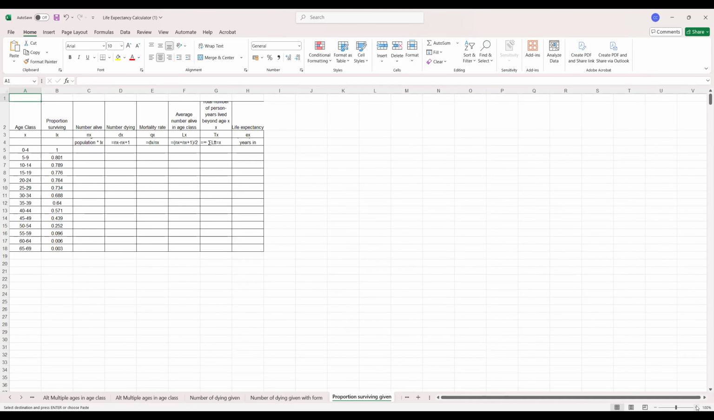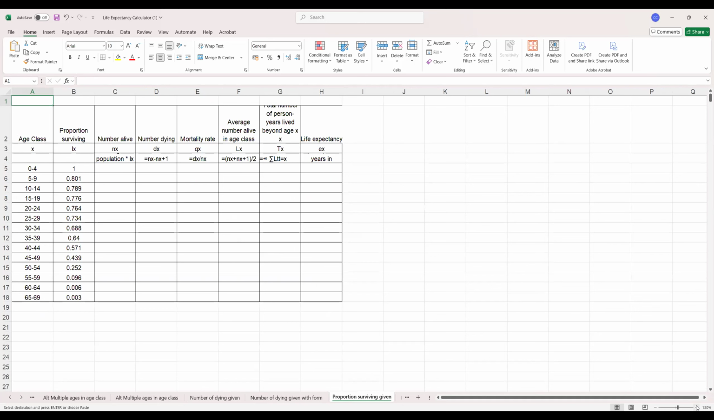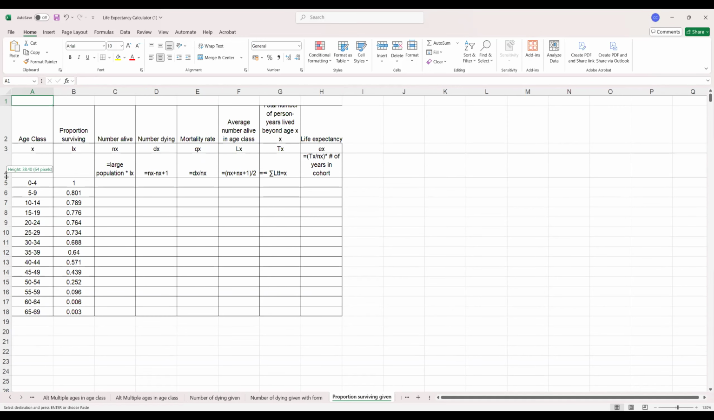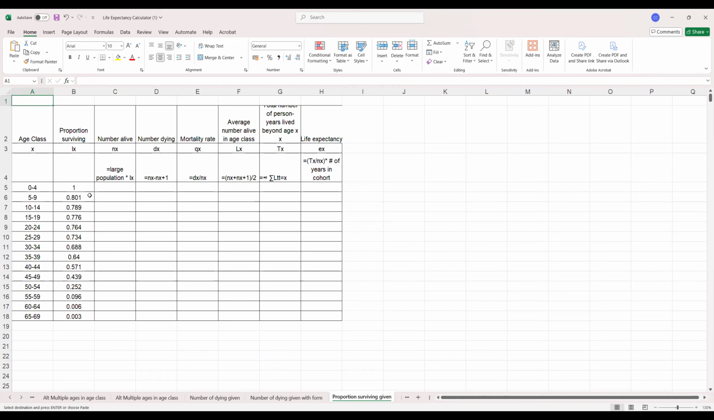What if what's given is proportion surviving, or small l sub x? What do you do? Here, you assume a large population size. Again, anywhere from 1,000 to 100,000. So let's assume this time maybe 100,000. Actually, it could also be 1 million. Up to you, depending on how many zeros you want to type in the calculator. In my case, I don't really like seeing decimal places in number of alive and number of dying. Because that would be half a person, 1.5 persons. Anyway, so I want to use 100,000.